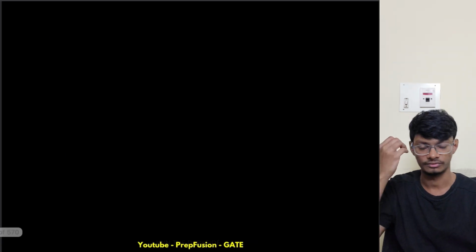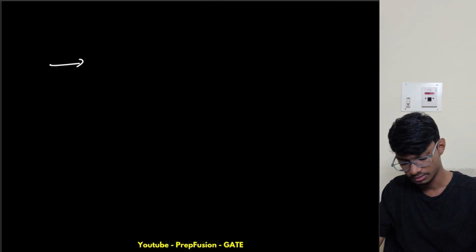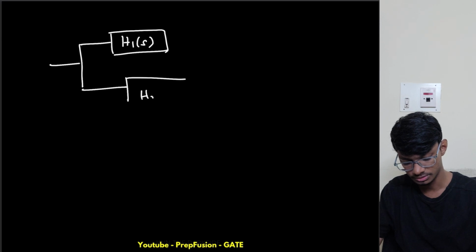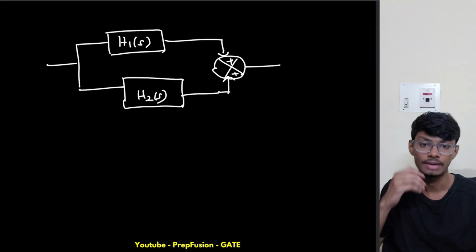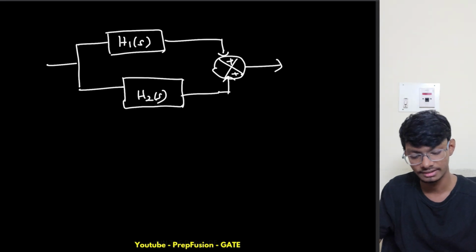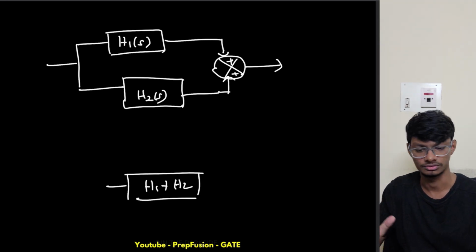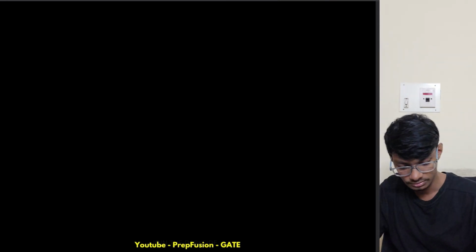We have learned this multiple times, but when two blocks are in parallel, this is h1 of s and this is h2 of s, then what happens? I will just draw this roughly. h2 of s, and this goes here and this goes here, and we have an adder. What happens to the overall transfer function of the system? I can reduce this into one block of h1 plus h2. That will be the transfer function of the whole system. So basically that is what I will do. I will add the things.